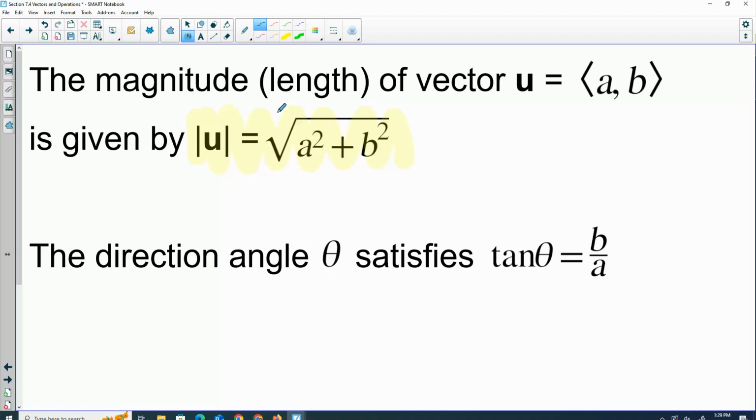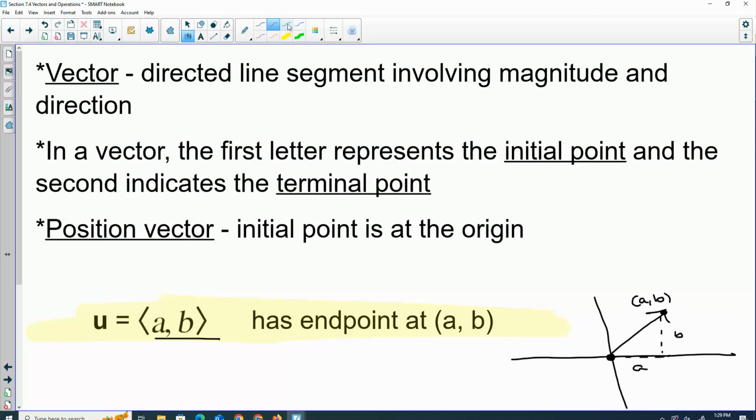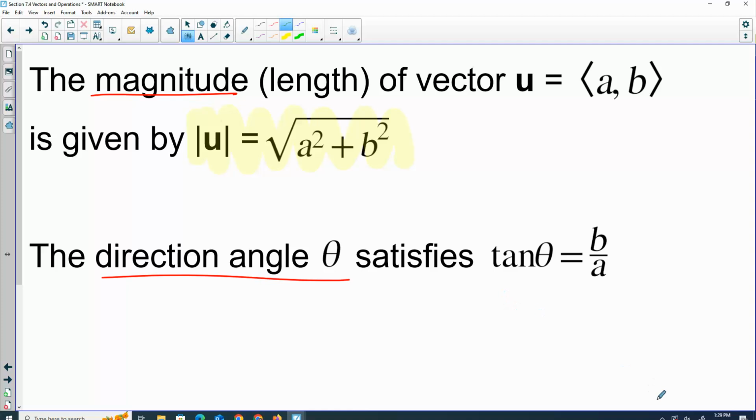The other thing that I might ask you to find is the direction angle. And that's just saying, if you think about our picture, what is this angle right here? If this is the right triangle, opposite and adjacent, that's tangent. So to find our angle, it's the angle where tangent of theta is equal to b over a. So that's the second thing. If I ask for the direction angle, we'll use tangent to help us find it.